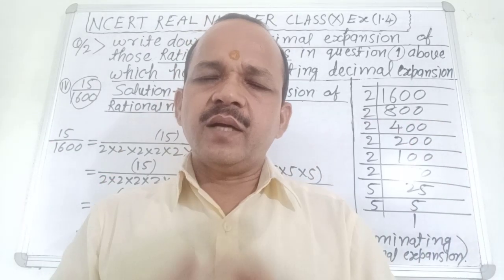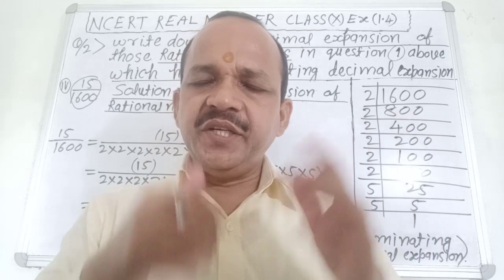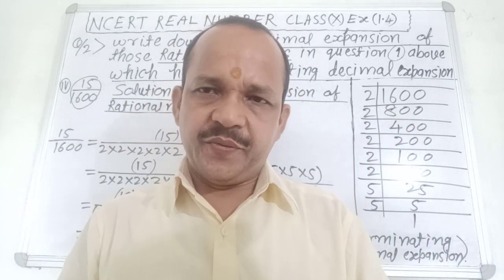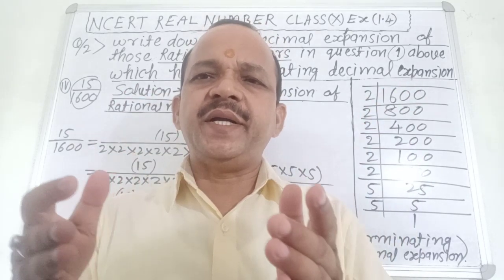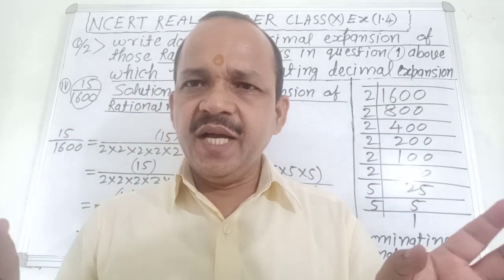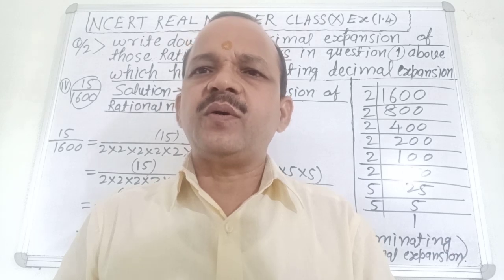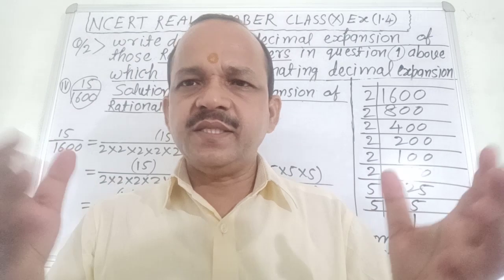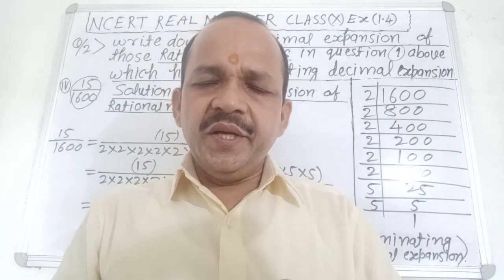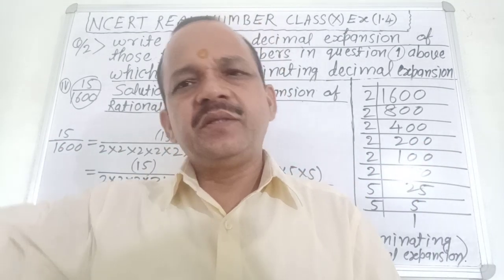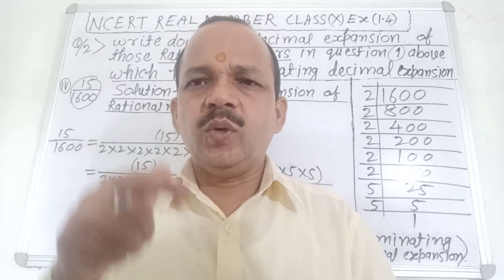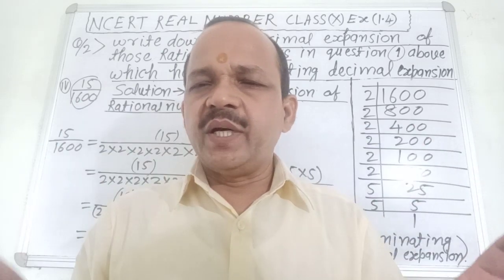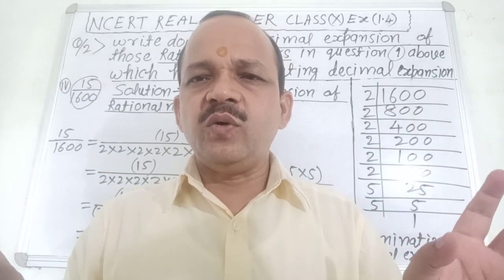Rational numbers are of two types. First, terminating rational numbers. For example, 1 by 2 equals 0.5, 1 by 4 equals 0.25. Now I want to describe non-terminating but repeating rational numbers. For example, 1 by 3 equals 0.333 till infinity, 2 by 3 equals 0.666 till infinity.